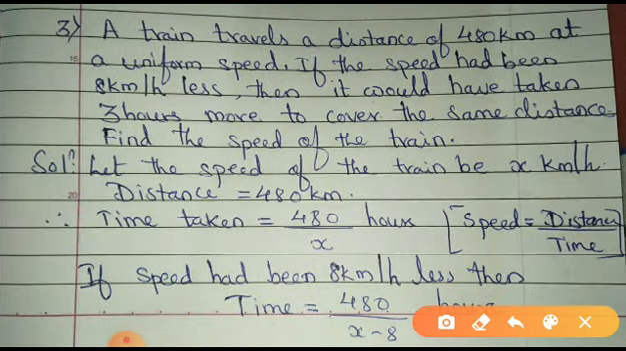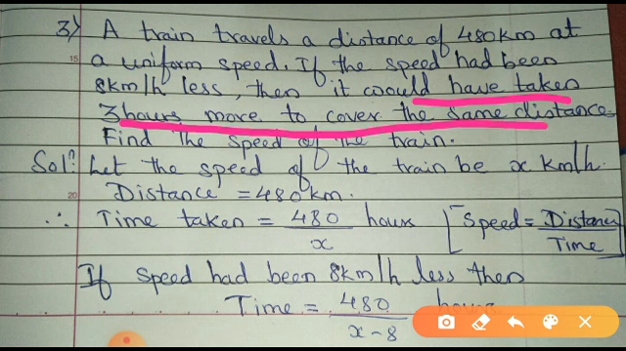We had been given that it would have taken 3 hours more to cover the same distance if the speed had been 8 kilometers per hour less. That means can I say that the difference between the 2 times will be 3? Yes. Now I have to check which time will be greater: 480 by x minus 8 or 480 by x?